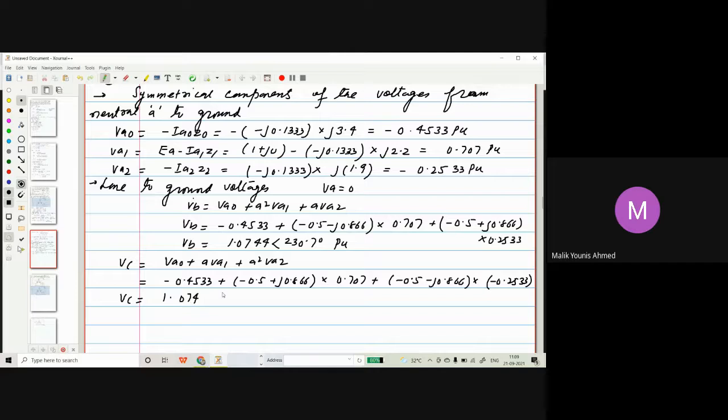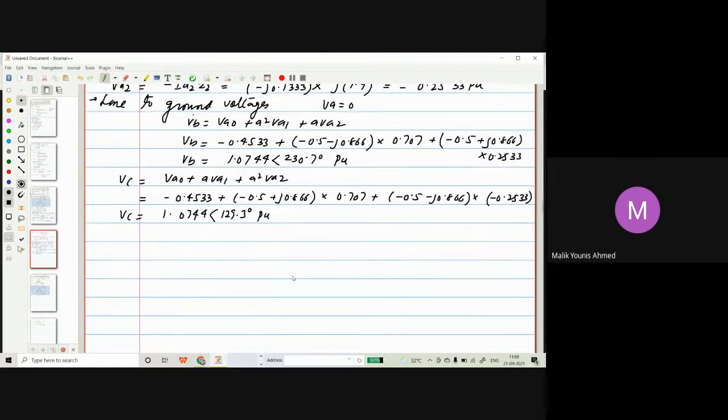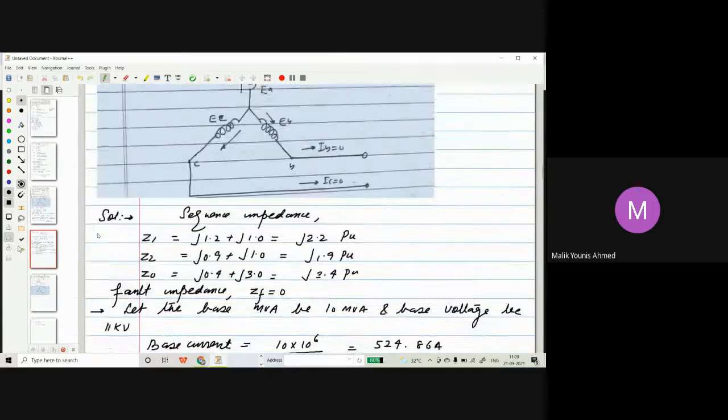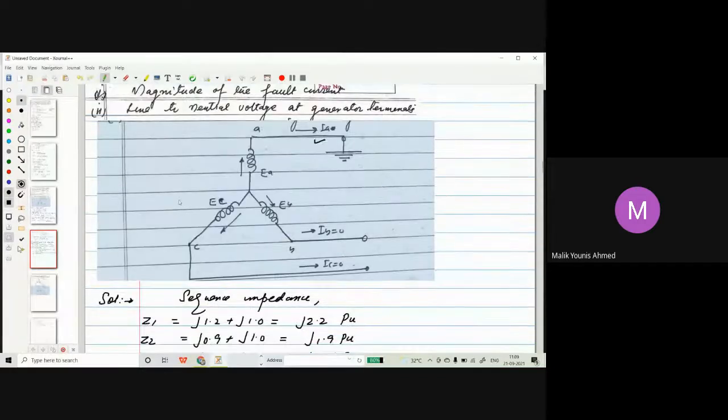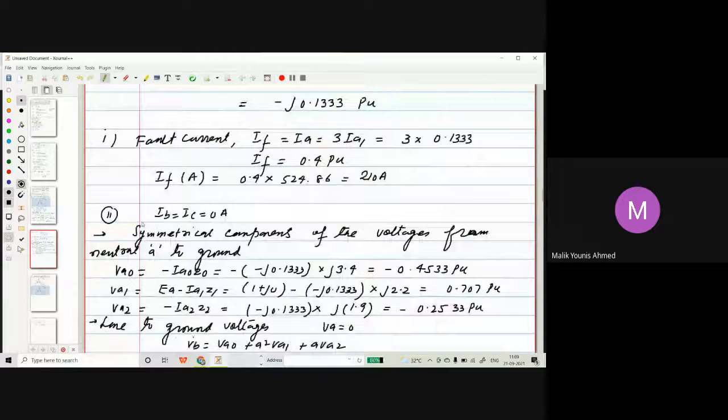Magnitude is the same, 0.744, but the angle will only change by 120.3 degrees, in per unit. So these are line to ground voltages. So we have to find the line to neutral voltages at the generator terminals. What is the line to neutral voltage at the generator terminals?